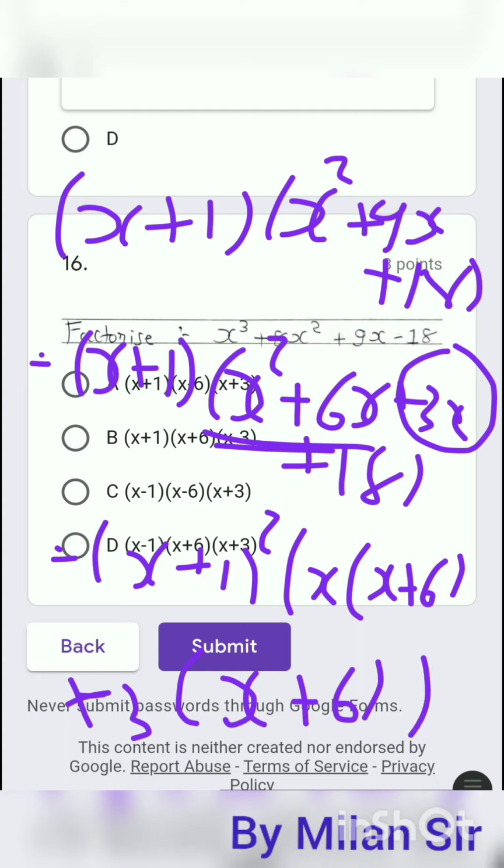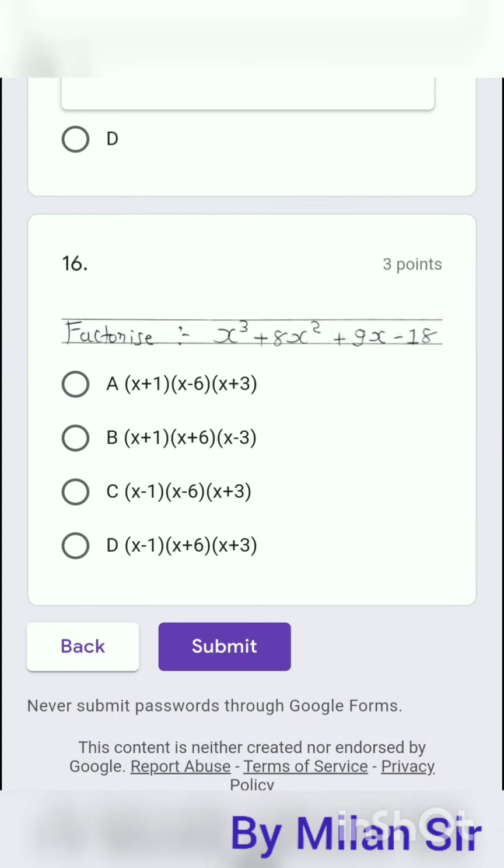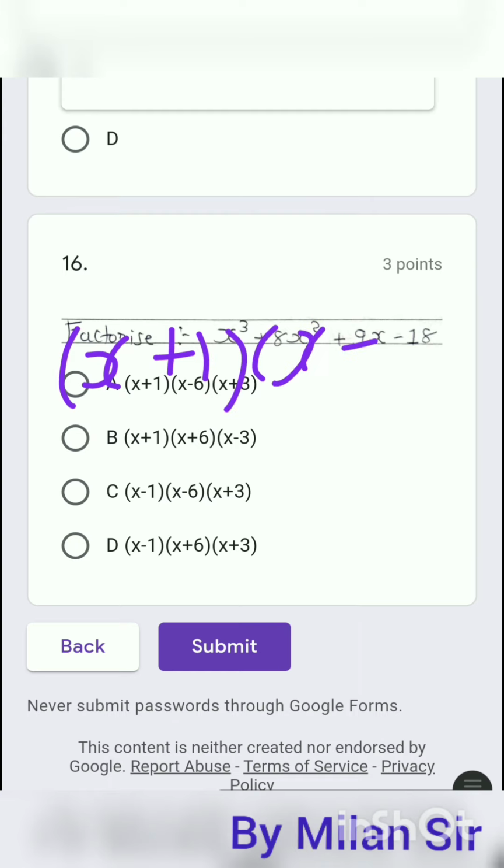So x plus 1 in bracket x plus 6, x plus 3, x plus 3. Now x plus 6 is common, so what is remaining? x plus 3. So x plus 1, x plus 6 and x plus 3. This is the final answer.